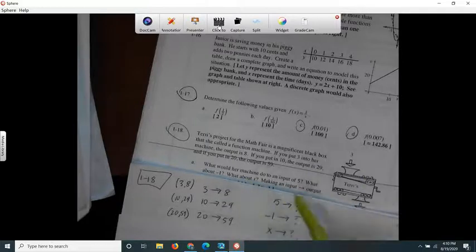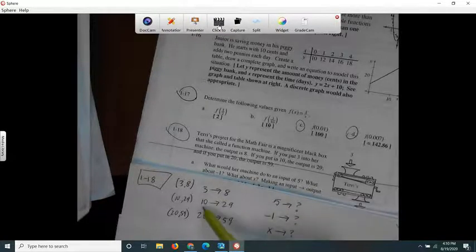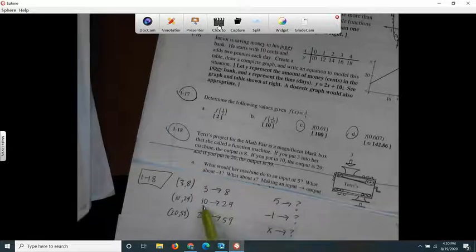So you're just doing some guessing. All right, I'm going to try to double the 3 and get 6, and then add 2. Nope, that didn't work. Okay, I'm going to try tripling it. Triple the 3: 3 times 3 is 9, minus 1 is 8. I think I got it. So if we triple it and then subtract 1, 3 times 10 is 30, minus 1 is 29. 3 times 20 is 60, minus 1 is 59.